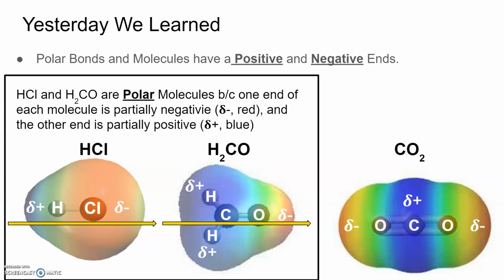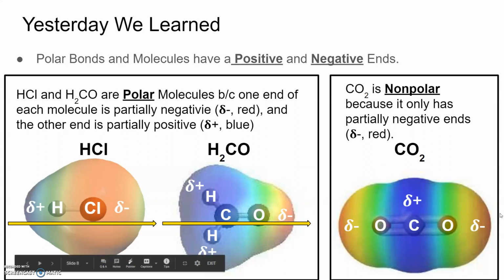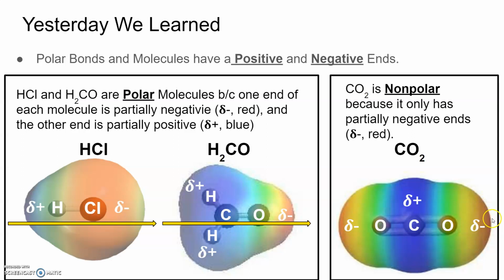And polar molecules like these would have what's called a molecular dipole, which is an arrow that points in the direction of the negative end of the molecule. On the other hand, CO2 is nonpolar, and that's because it has only partially negative ends. So both of its ends are partially negative. In order for it to be polar, one of these ends, either the left or the right end, has to be positive.